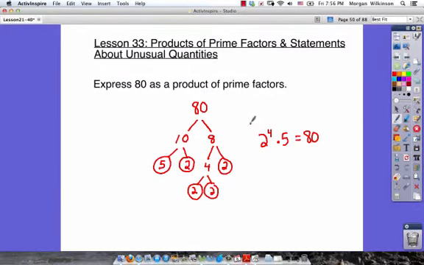All we have to circle is this part, 2 to the 4th times 5. We don't need to say it equals 80 because we know it does. Now just as a note, you could have broken this problem down into 40 times 2, or into 5 times 16. There are many different ways that you can start these problems, but you'll always end up with the same prime factors in the end. Let's go ahead and move on to our next question.